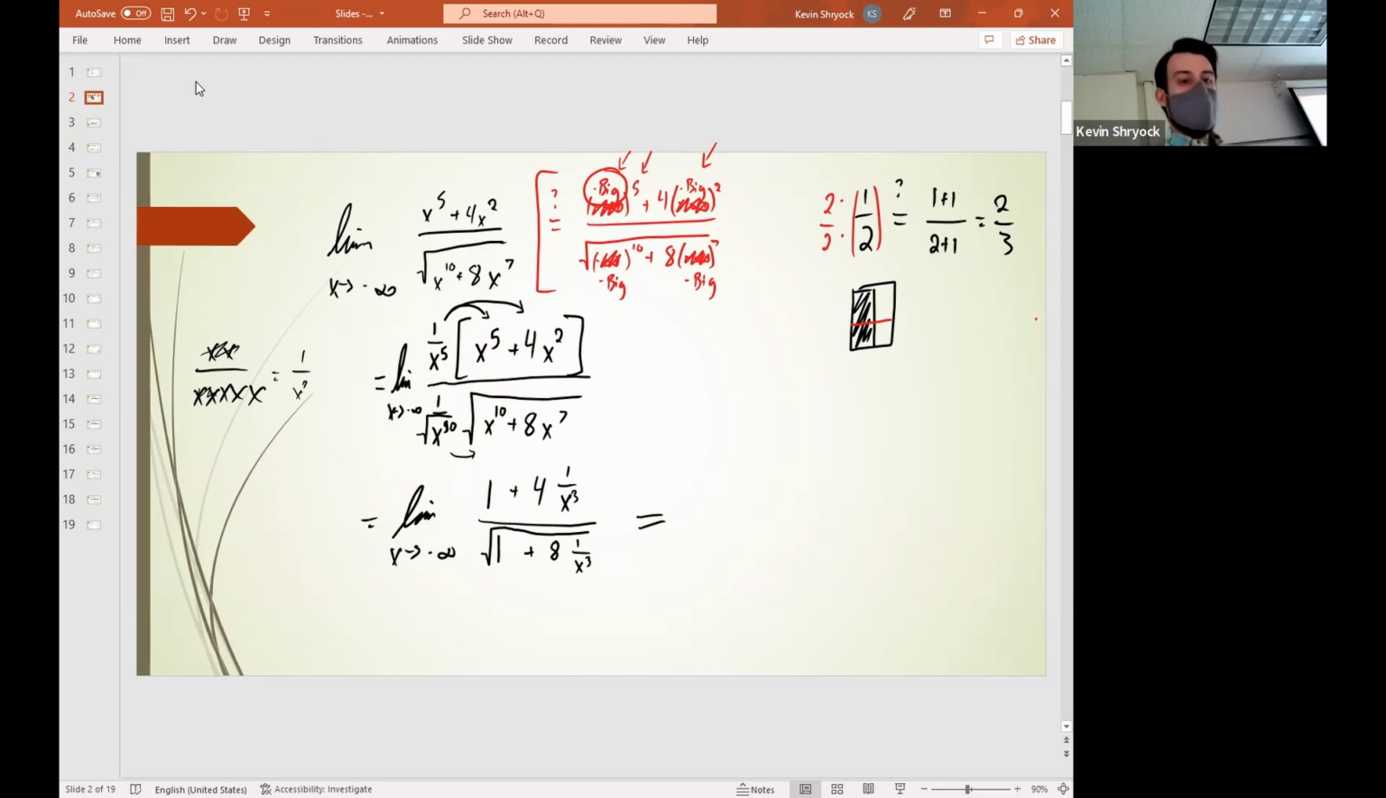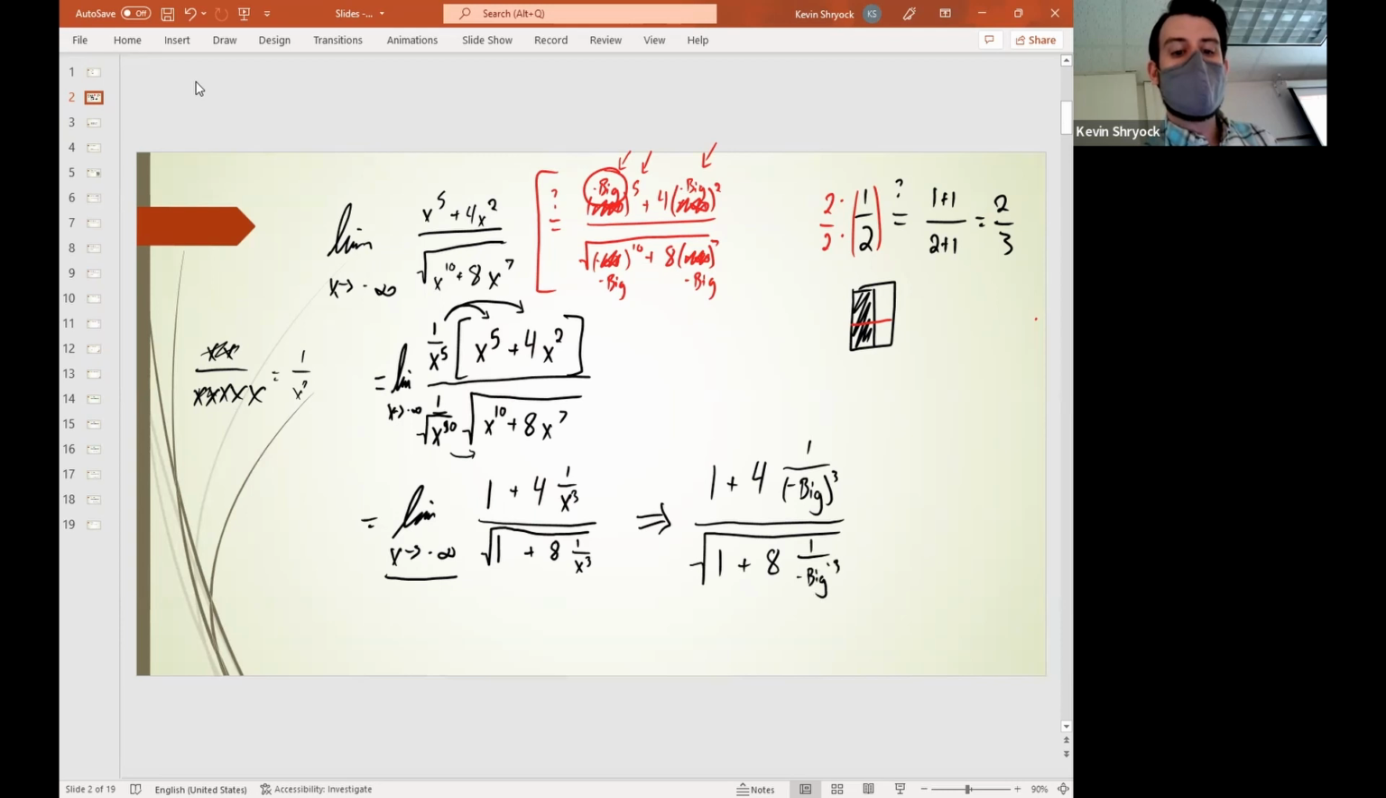Ready? I'm going to make x big and negative. All right, so that's going to be 1 plus 4, 1 over negative big to the third. We all agree that's what happens when I make x big. I plug in a big negative number. All right, let's do that on the denominator now. On the denominator, I have square root of 1 plus 8, 1 over negative big cubed.